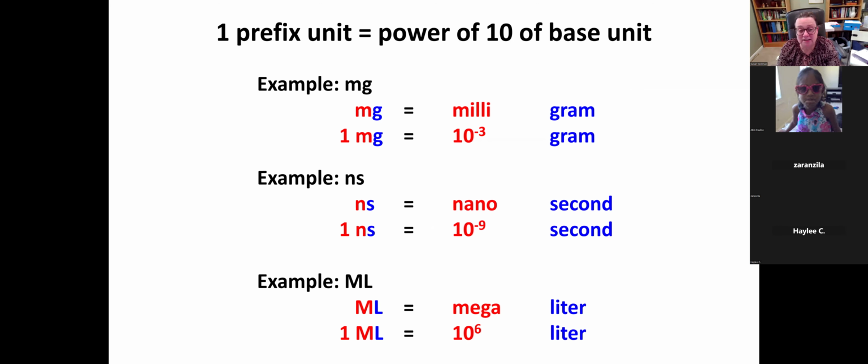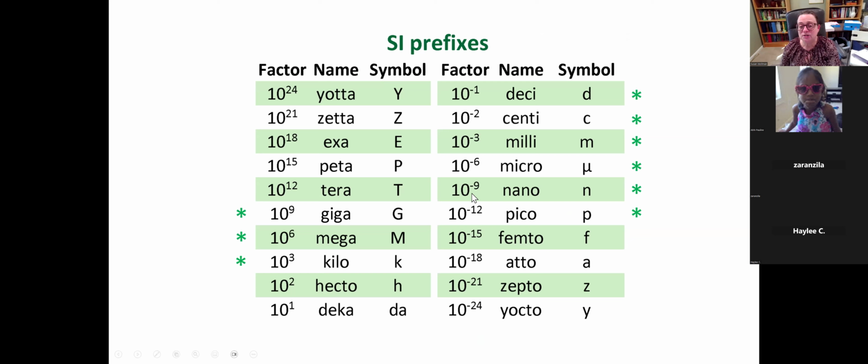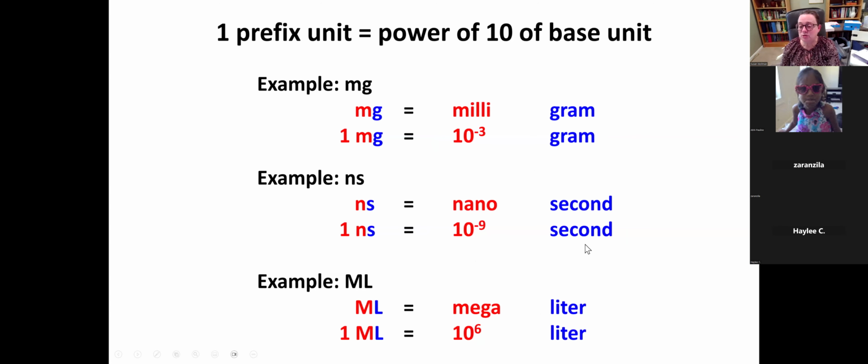If I had a nanosecond, that's the n for the nano prefix, and s is the abbreviation for second. Again, in red is all the prefix part. So n, the prefix, means nano. So 1 nanosecond equals 10 to the minus 9 seconds. If we go back to our chart, that is the meaning of nano. That number means 10 to the minus 9 of whatever our base unit is. So you can see from our examples, the base unit can be a lot of different things. It doesn't always have to be grams. It could be seconds. It could be liters. It could be pretty much any other unit we want.